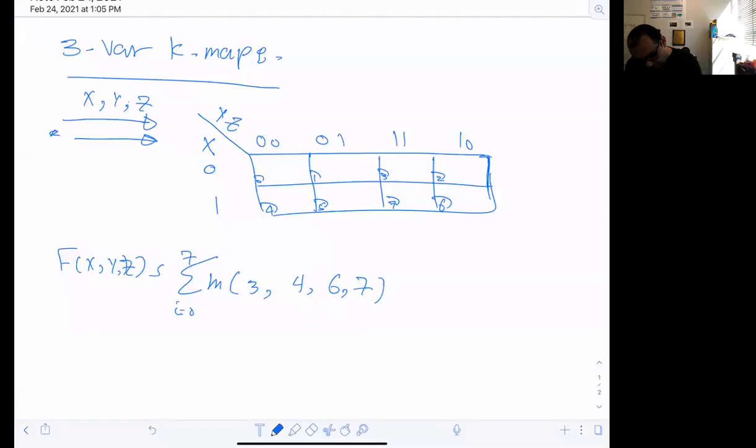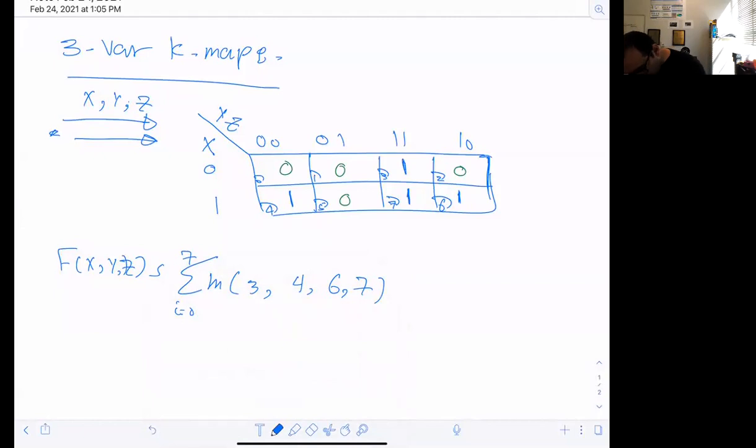So in that case, 3, 4, 6, and 7 are the locations that have 1, right? And then those are the locations having 0. From what I see here, what was the regulation? What was the rule? The rule says we try to group as many 1s as we have, and it has to be 2 to the power of something, right?